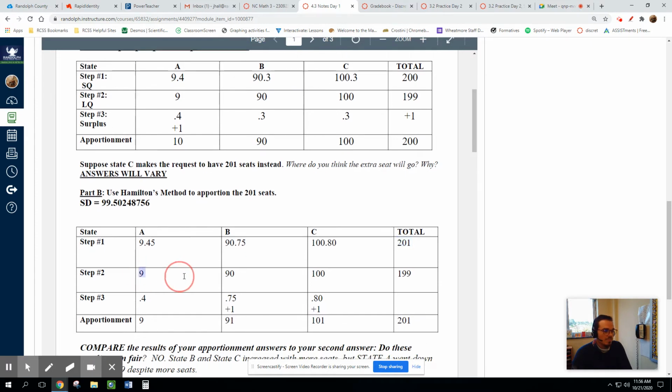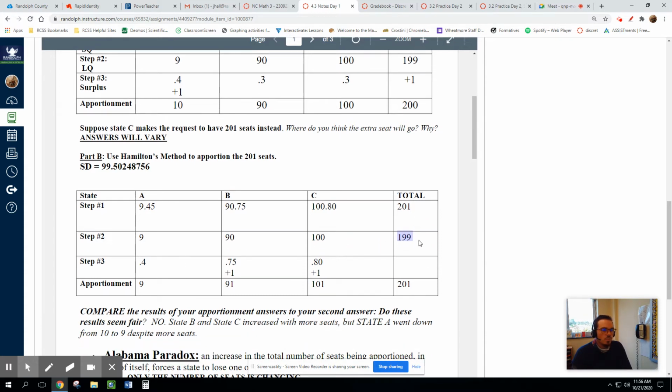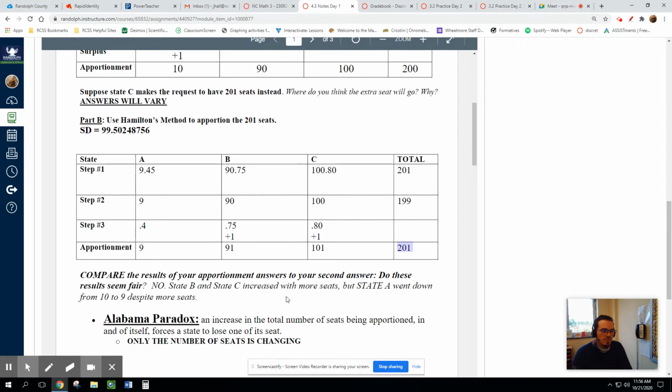And when we drop the decimal using Hamilton's method, we got 9, 90, and 100, which adds to 199. So we have 2 seats to give away. Notice that the first state, which got it before, now no longer gets it. It's the other 2 states. So state A only gets 9, where now state B and C get the extra 2 seats, giving us our total of 201. Now compare what you said before. Do these results seem fair?